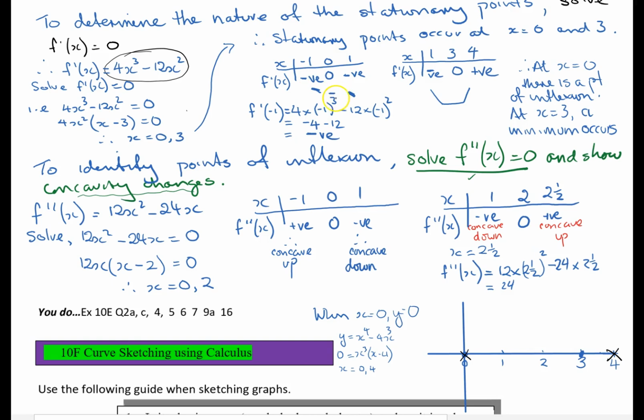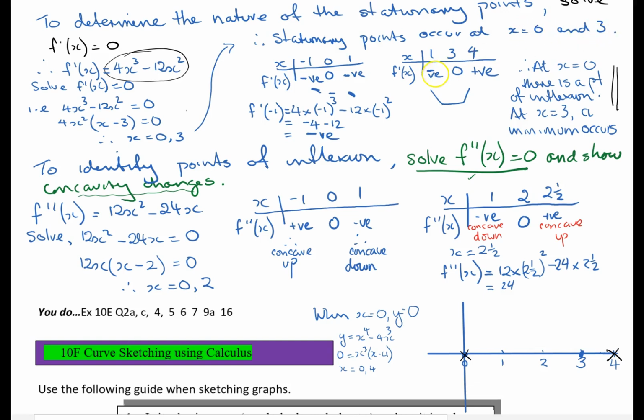At x is 0, the gradient is 0, we know that. But when I sub in x as 1, I also get a negative gradient. Negative gradient, 0 gradient, negative gradient. I conclude that that is a point of inflection. At x equals 0, there is a point of inflection. At this point, I haven't really shown that concavity changes, but you'll see that I do that in the next section.